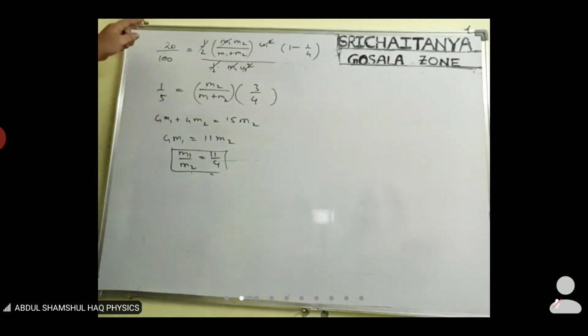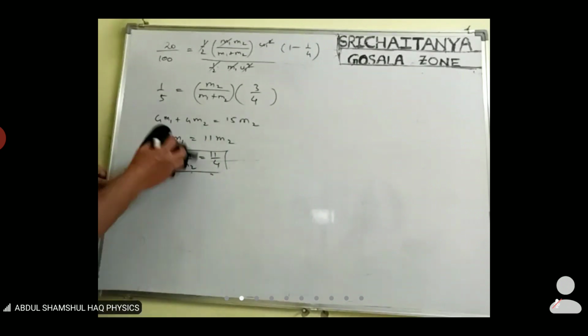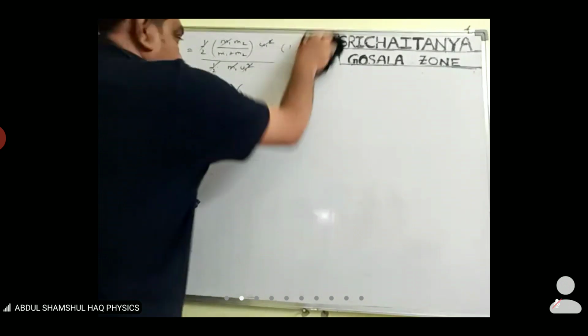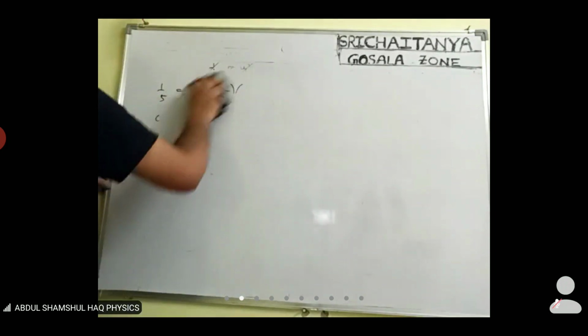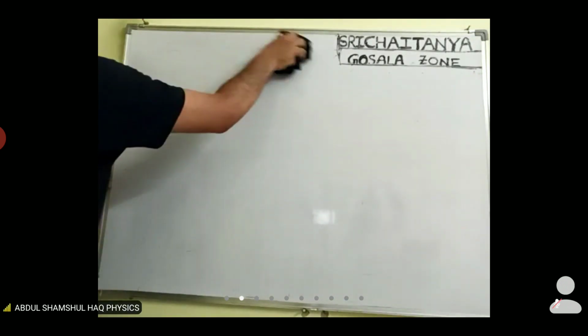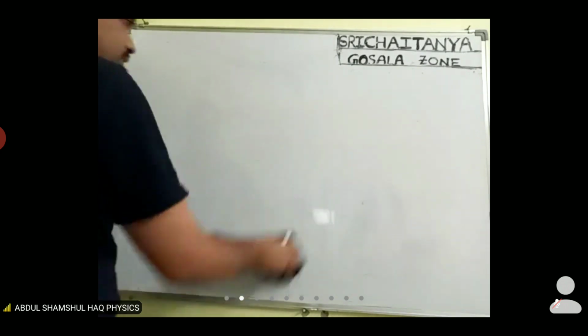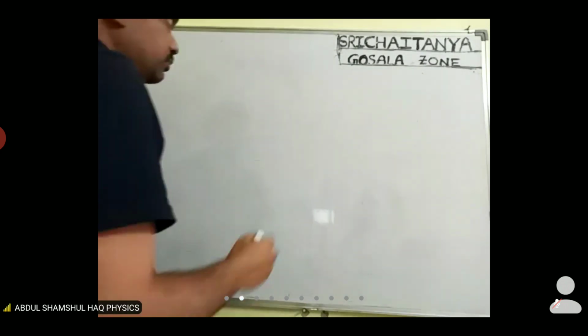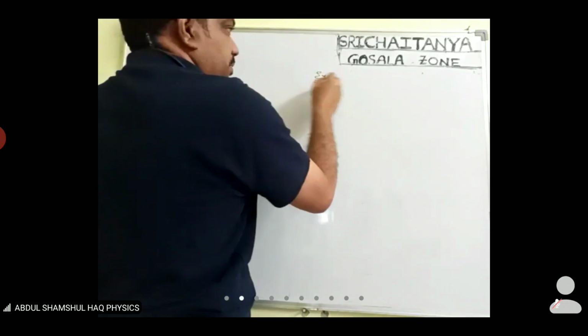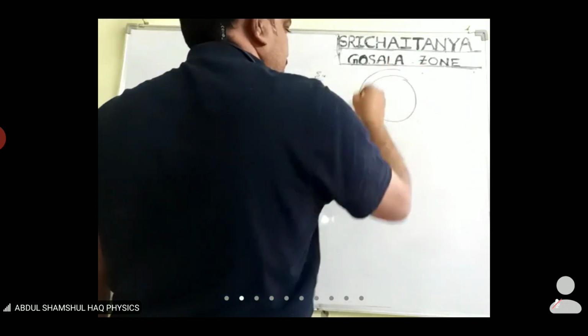Students, can I write this part one? Yes, sir. Now, another important, simple question. We already learned in the previous class. This is a circular ring like this.